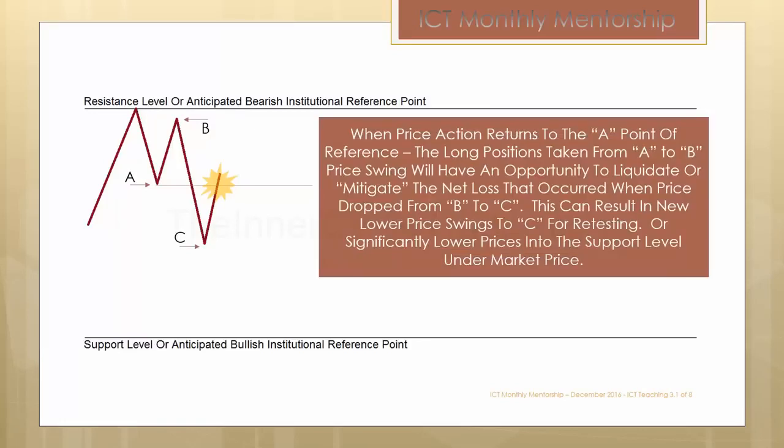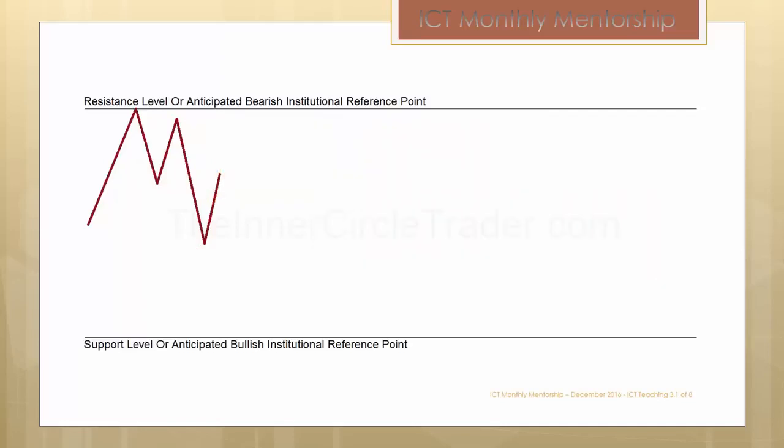When price action returns to the point A reference, the long positions taken from A to B price swing will have an opportunity to liquidate or mitigate their losses that occurred during the price move from B to C. Now this can result in new lower price swings to C for retesting, or a significantly lower price move into a support level that's under the market price. In short, this is an opportunity to sell whatever particular market or asset class this is.